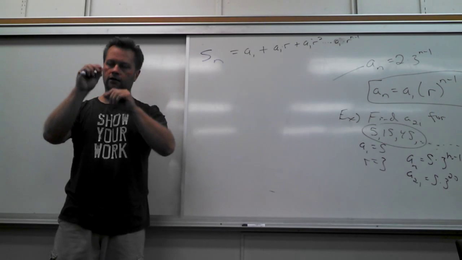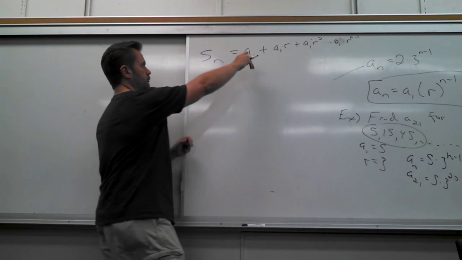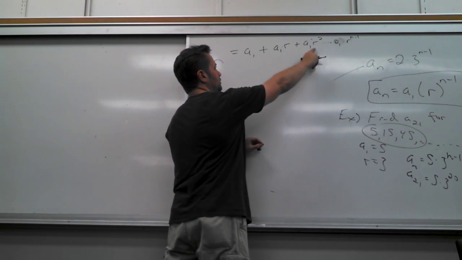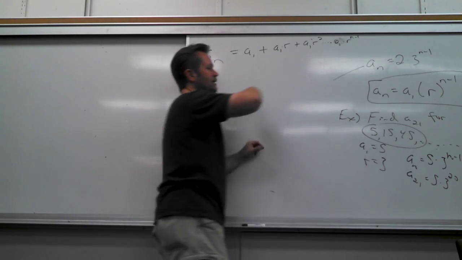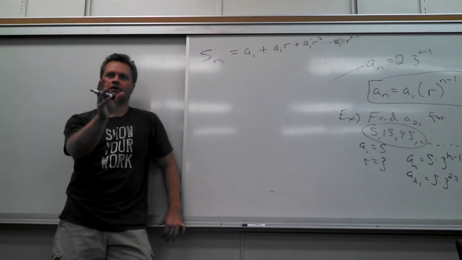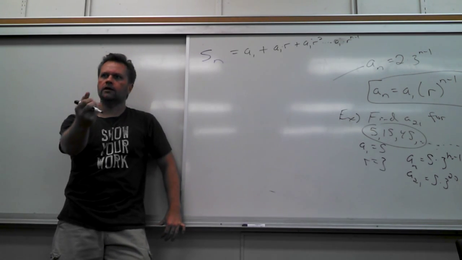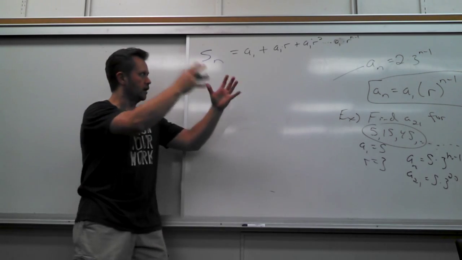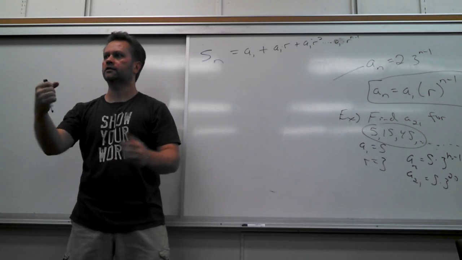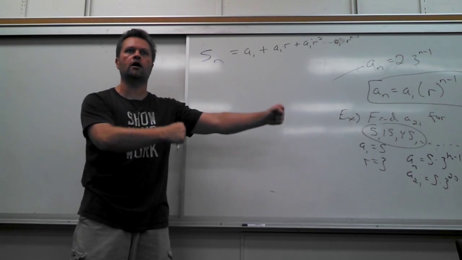So if I have a geometric sequence, do you all agree with me that this here would represent the first n terms? Are you guys with me on this? The A1 is the first term. How do you get to the next term if it's geometric? Multiply by whatever R is. Then just keep doing that. Just keep multiplying by R.